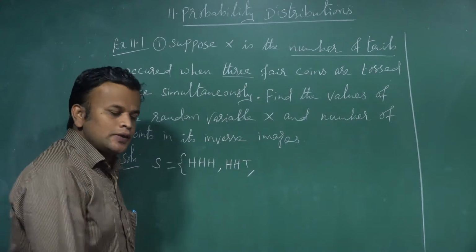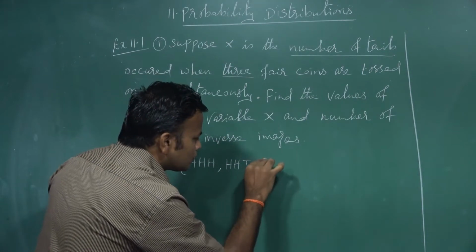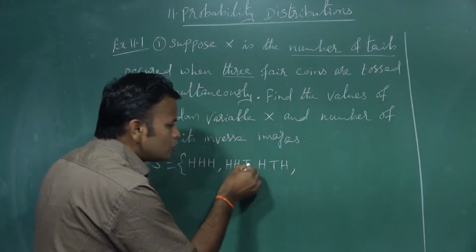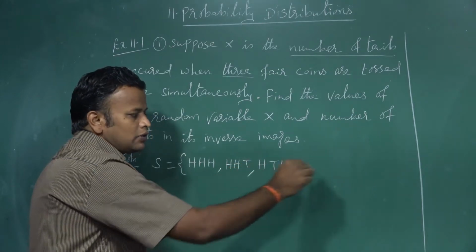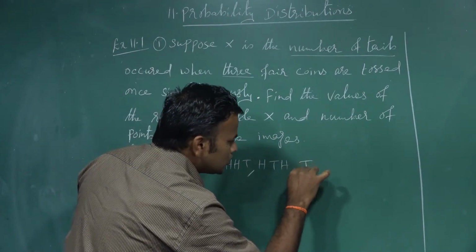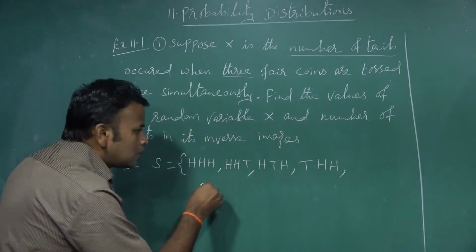Then HHT. The first 2 coins are heads and the third coin will be tail. Then we move this T. So repetition is not allowed. So we move the T. So we write all the values. T, H. So 4 values are possible.